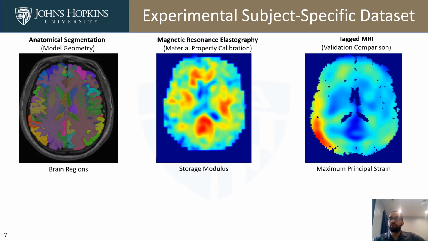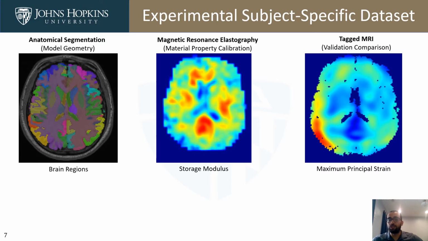So what does the experimental data for this data set look like here? So we have three types of images. One, all the way on the left here, is the anatomical segmentation. So this is the geometry of the brain regions of that subject. The middle is the magnetic resonance elastography, or MRE data. Here I'm just showing the storage modulus. And lastly, the tagged MRI data, which is our validation comparison. Here I'm just showing a maximum principal strain field.